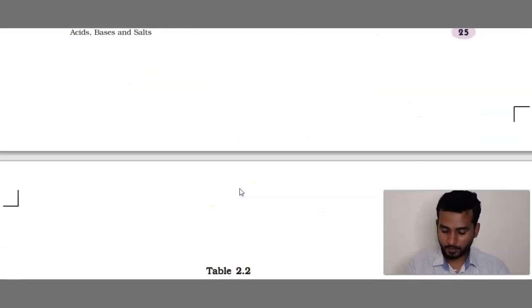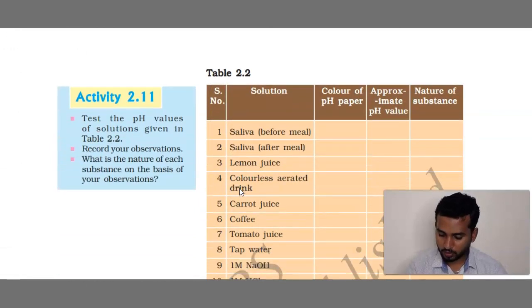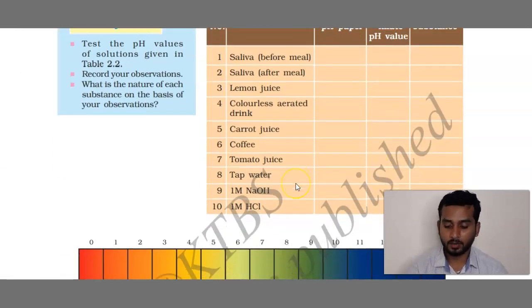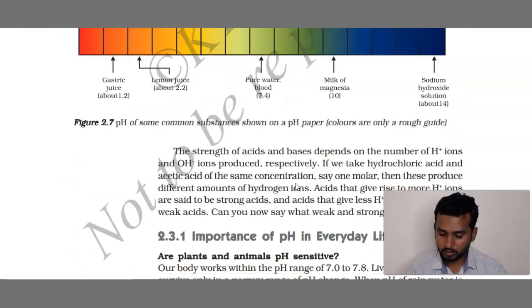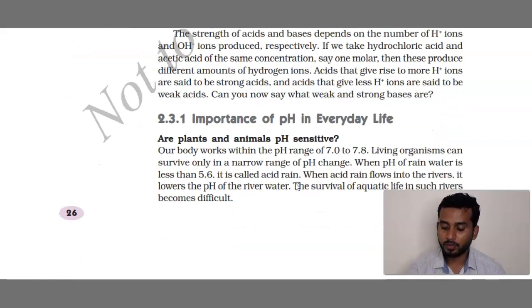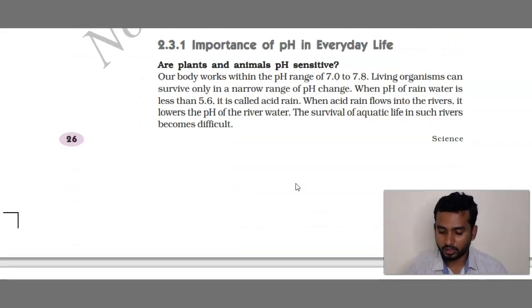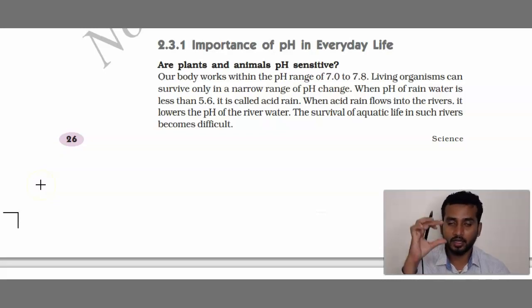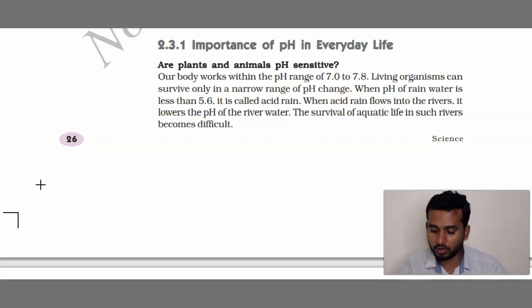Then you can just solve this table. Done. And importance of pH in everyday life. Okay, this question is important. They will ask you for 3 marks: write the importance of pH in everyday life. Then you have to write the summary. Just write one title and the main key important points, and you can just describe it. If not, they will also ask 1 mark questions.